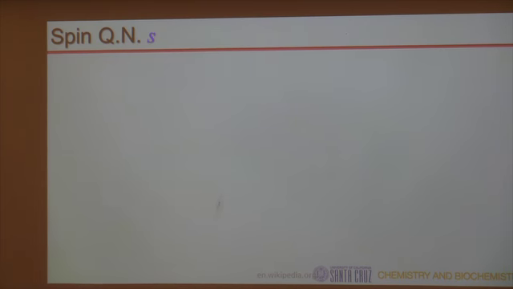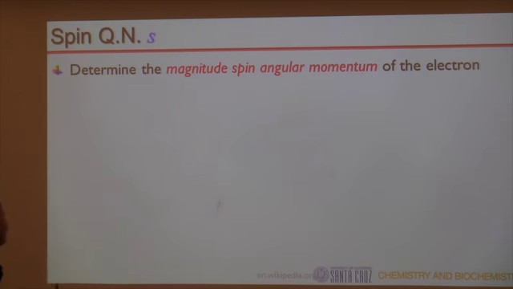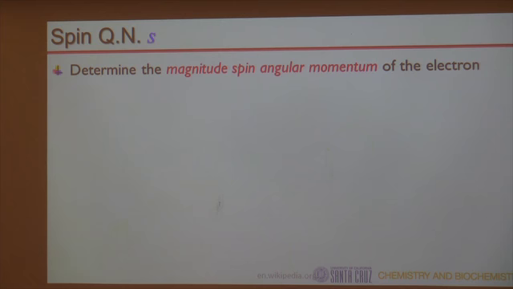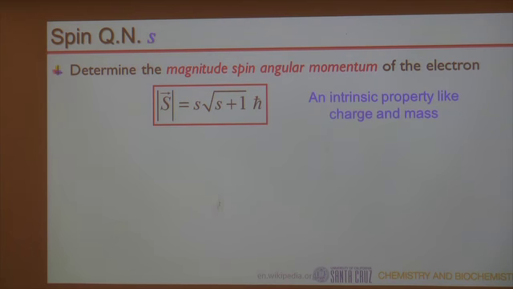Next one, the spin quantum number, is a little bit abstract. It determines the magnitude of the spin angular momentum. Well, the equation is pretty straightforward. It's the same thing as for L. So this just changes the L to S, and everything is the same. But the hard question is, it's pretty hard to understand in a picture.